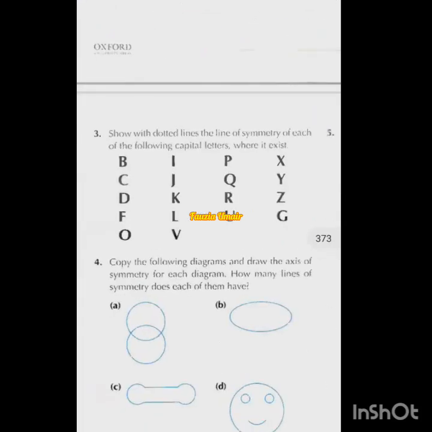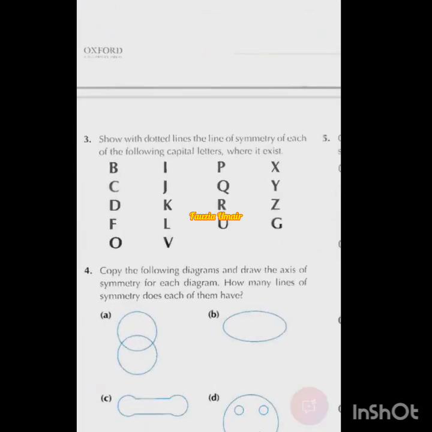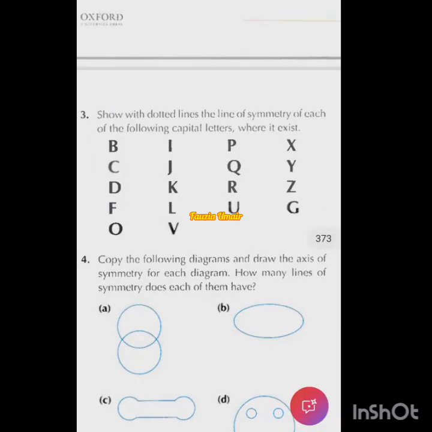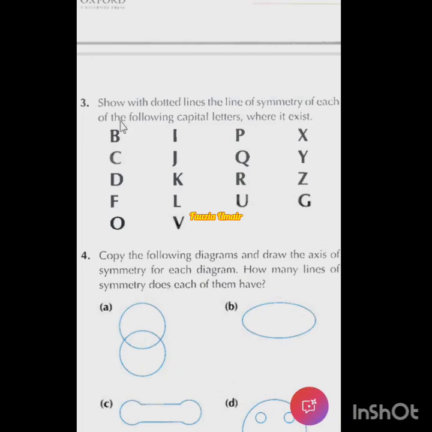So now the third question is, show with dotted lines the lines of symmetry of each of the following capital letters where it exists. So how many lines of symmetry do you think B has? Ma'am, 1. And that would also be like this, right? What about I? 1. How? Not 1, 2. I is like a rectangle, one like this and one like this.